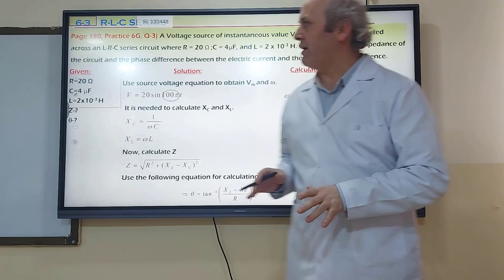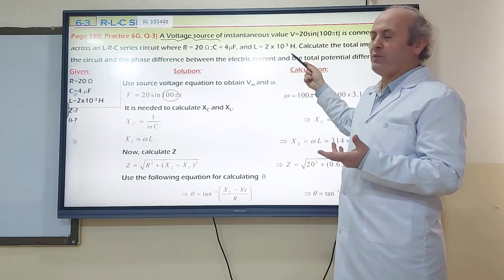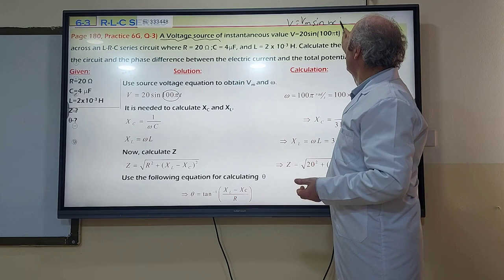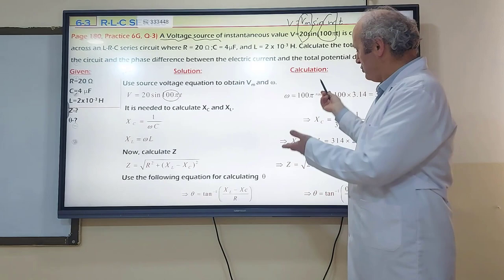A voltage source generator of given value. This is the generator's output. We know the generator equation: V is equal to V_m sine omega t. All generator equations are this way. From this equation we can get V_m. How much is V_m? 20. How much is omega? 100 pi. We can get it from the equation.